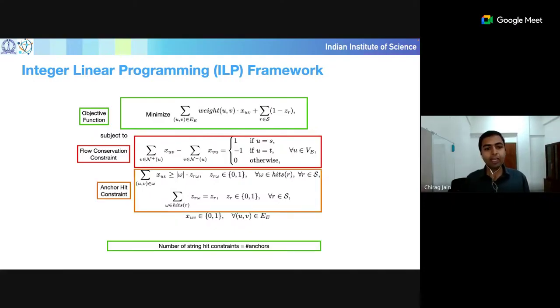We have other constraints for the anchor matches. That is, we want to penalize the anchors which are not part of the inferred path. And for that, we put the anchor constraints as well. And in this case, it turns out that the number of anchor hit constraints is equal to the total number of anchors in the graph. Now, this can sometimes be too many constraints, and that's what we wanted to optimize further.